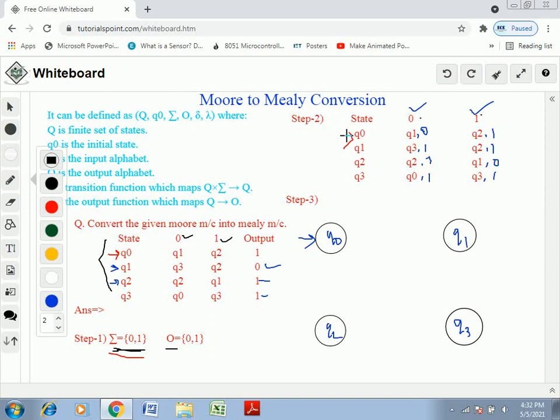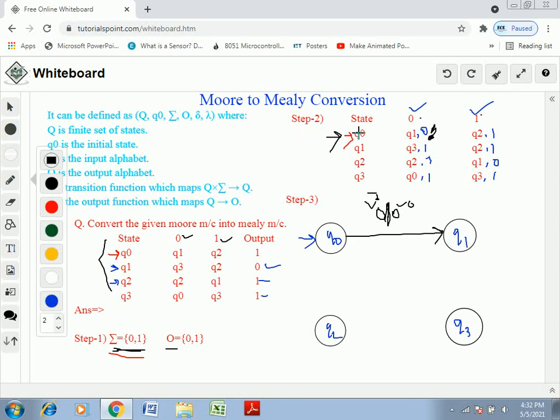Now we check the state Q0. Q0 goes to Q1 for the input 0. I draw the arrow from Q0 to Q1 for the input 0, and it generates the output 0. You have to write on the arrow: first the input and second the output. Q1 generates the output 0, so I write here a 0.